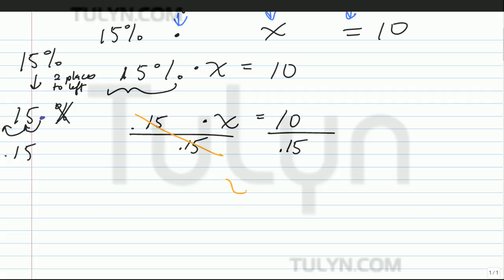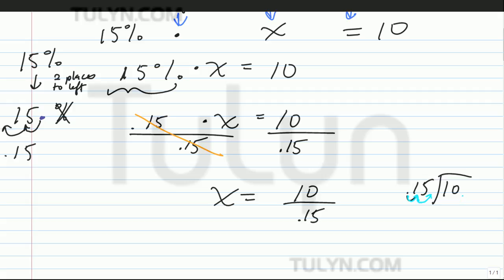0.15s cancel out. X is equal to 10 divided by 0.15. So let's do it. 10 divided by 0.15. Now, whenever you're dividing by a decimal, you gotta go ahead and make sure that this divisor reflects the same in your dividend. Divisors must be whole numbers, so let's make it a whole number.